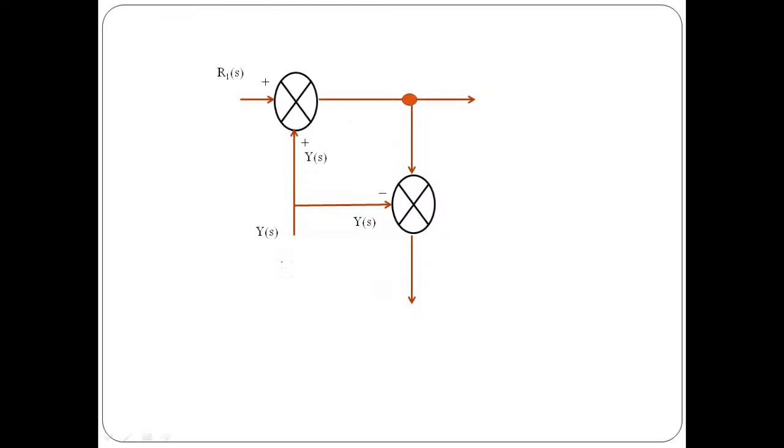Now see here, we have shifted a takeoff point after a summing point. In this case, we first calculate the value of output. So output is going to be C of S, which will be the combination of R1 of S followed by Y of S, because here we are getting the signal R1 of S plus Y of S. Now the same signal is available over here.